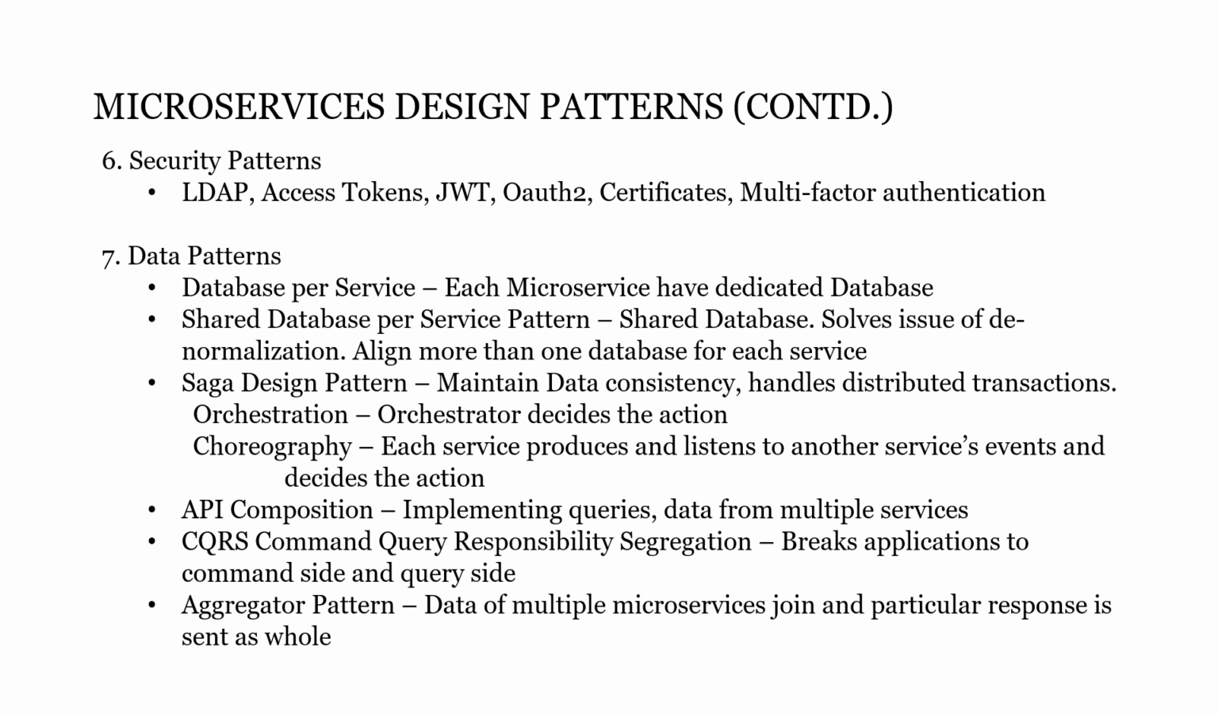Then API composition is for when you are implementing queries that involve data from multiple services, right? Then we can use API composition pattern, or another alternative is CQRS, command query responsibility segregation, wherein it breaks the application into command side and query side. So your command side will handle the requests which are related to create, update, or delete, and query side will take care of the materialized view, right?